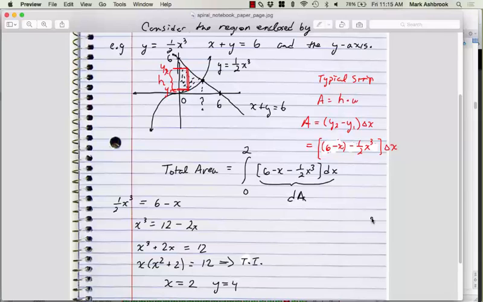So for this first thing on the sheet, I want you to now find the area between the same two curves and the x-axis. So the region formed by that curve and the x-axis. All you're going to do is set up the integral. Set up the expression.